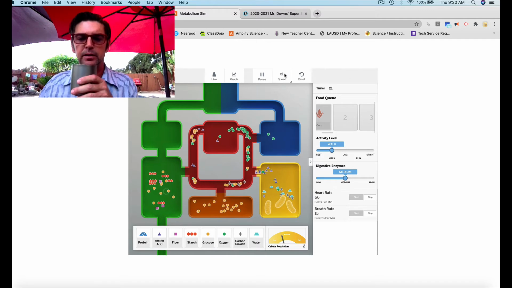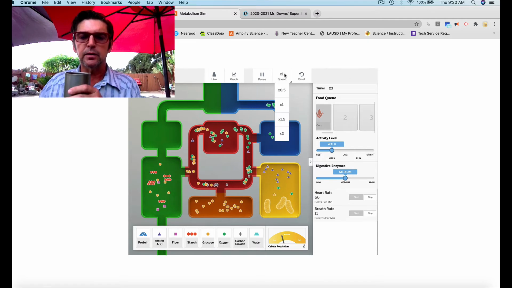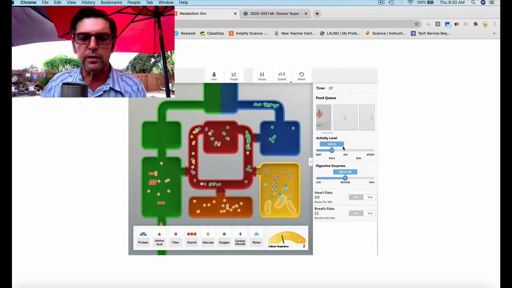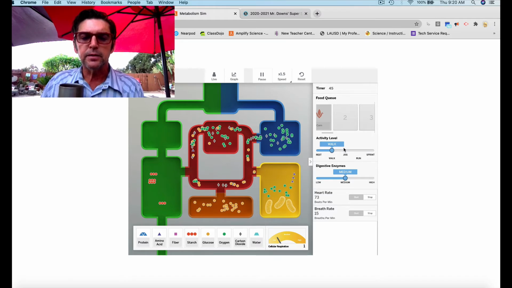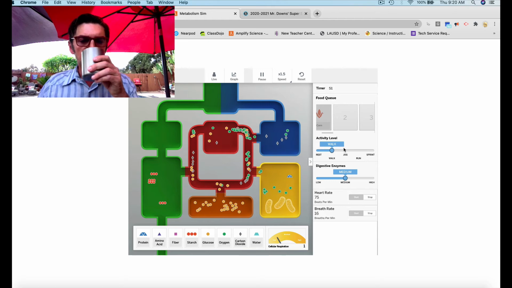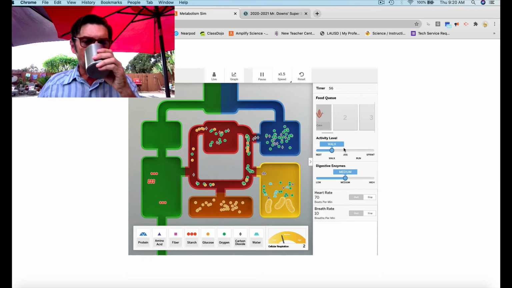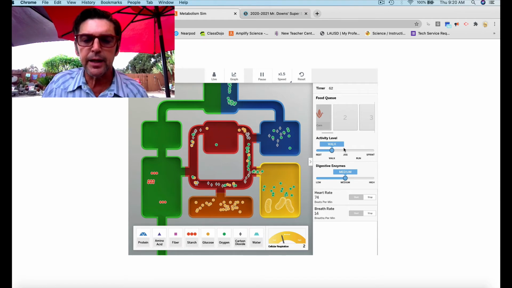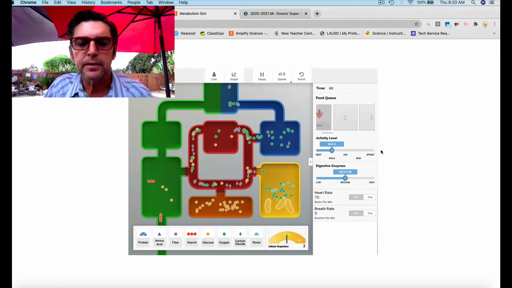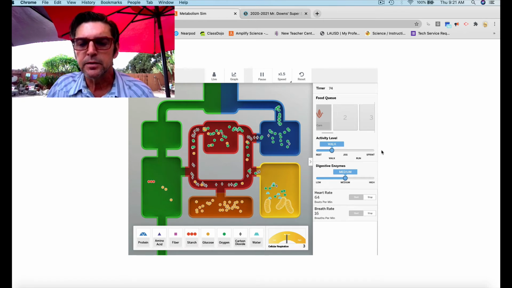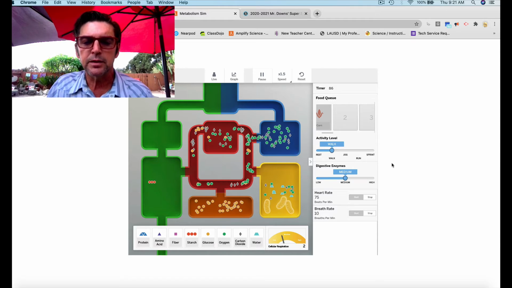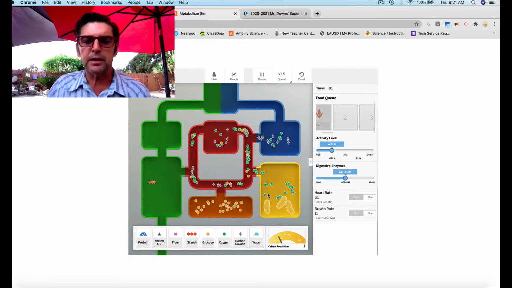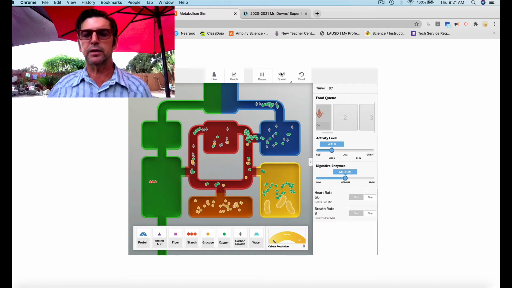Let's speed this up. 3. 4. 5. 6. 7. 8, 9, 10, I think. 11. We're not quite getting to 19. It doesn't look like this is going to go that much more than the 19.